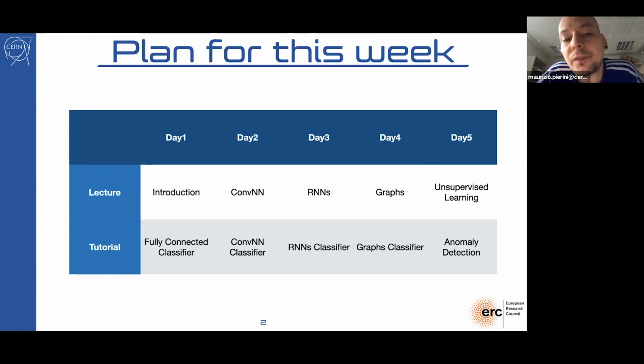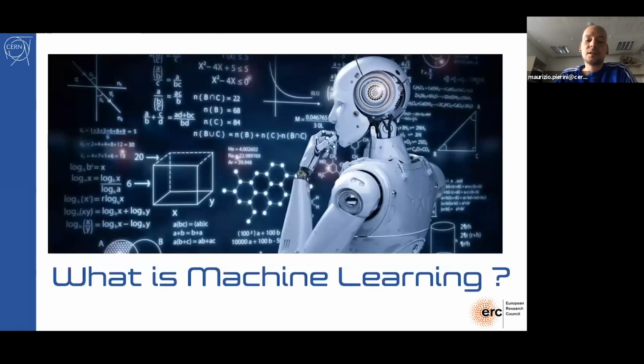I'm going to introduce effectively one kind of network architecture per day, and then we're going to try it on the very same specific problem. So we introduce a problem today, and then we're going to play with this data set across the full set of lectures. So let's start with the general introduction to what machine learning is.